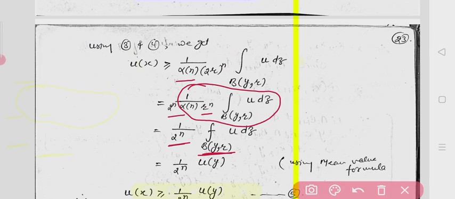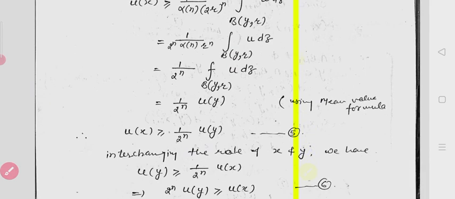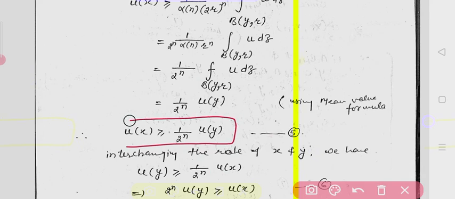Now this average of u over the ball B(y, r) will be equal to what, u(y), right? Because by the mean value formula, u can be written as the average of u over a ball contained in the domain. B(y, r) is contained in B(x, 2r), and B(x, 2r) is obviously contained in U, so that means this ball is contained in U. So this can be written as equal to u(y). So it will be like this. So what does it mean? That means we got u(x) is greater than or equal to 1 by 2^n into u(y). We got this one, right?